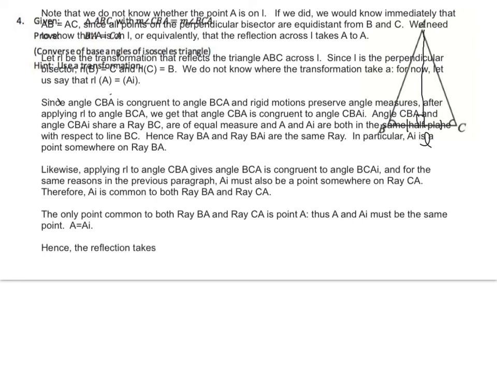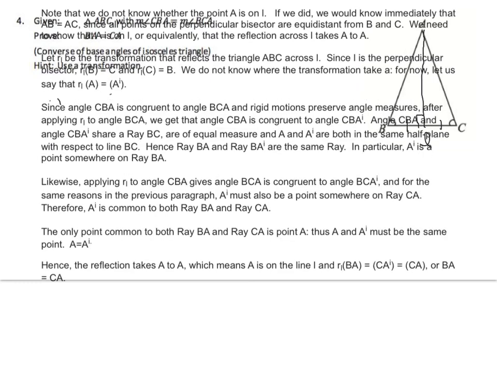The reflection takes A to A, which means A is on the line L, and the reflection over L of BA equals CA prime equals CA. Or BA equals CA. Check.